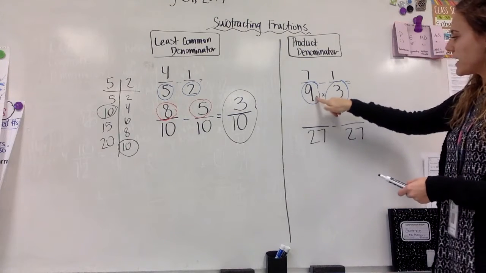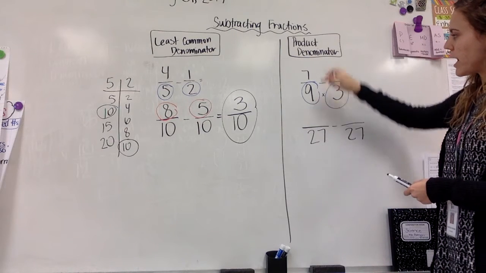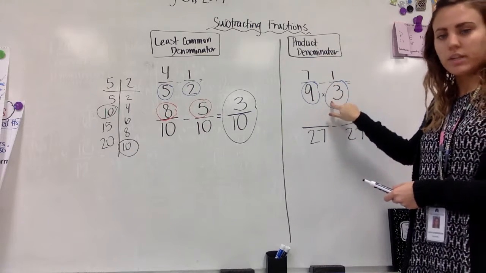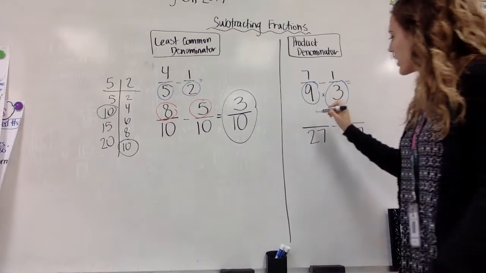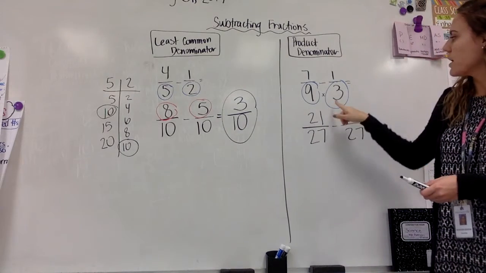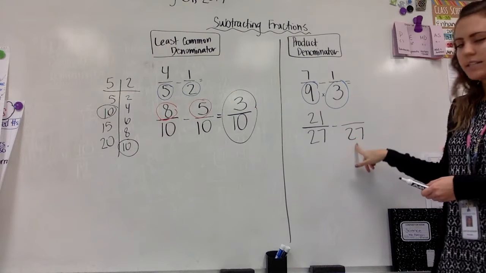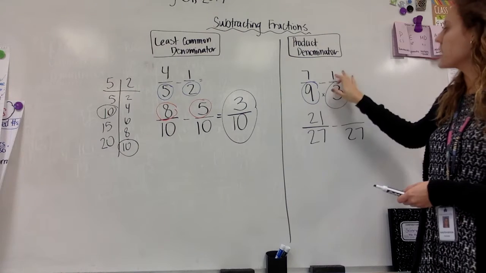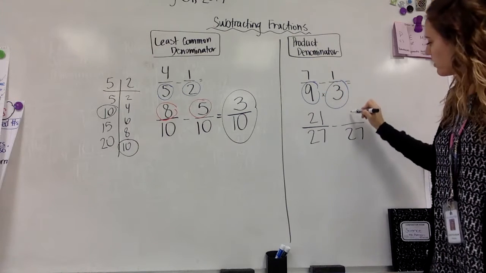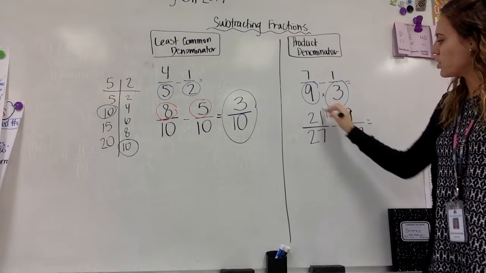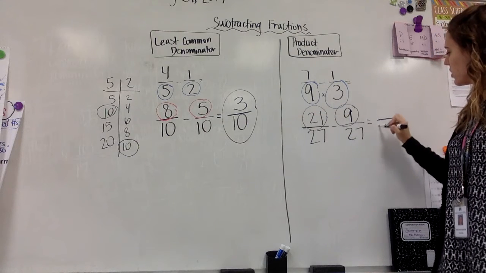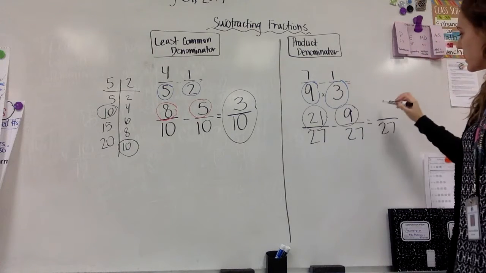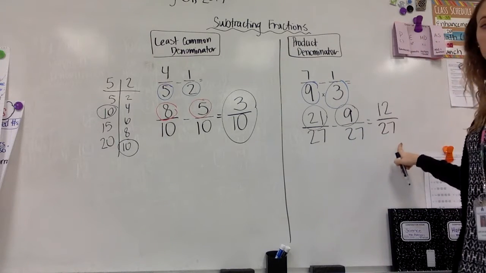So if I multiplied 9 times 3 to get my denominator, I have to multiply my numerator times 3 to get the numerator up top. So 7 times 3 is 21. Now I multiplied 3 times 9 to get 27, so I need to multiply 9 times 1 to get my numerator, which is 9. And then I'm going to look at my numerators. 21 minus 9 is 12, so I have 12 over 27.